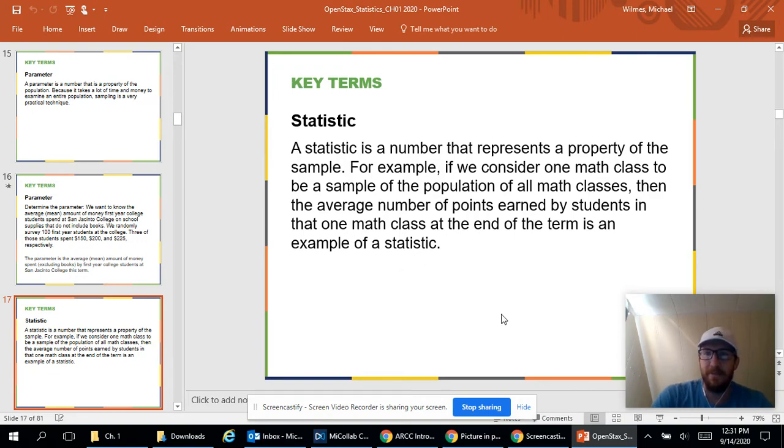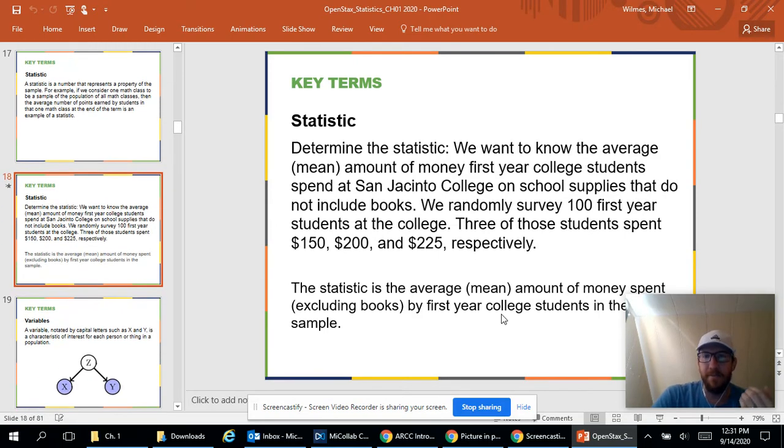So if we consider one math class to be a sample of the population, then the average number of points earned by students in that one math class at the end of the term is an example of a statistic. So in our SJC average amount of money spent, the statistic is the average amount of money spent by first-year students in the sample. So it's what our data told us, and that's the statistic we get. And so it's important to remember that statistic is looking at just what you learned from the sample.